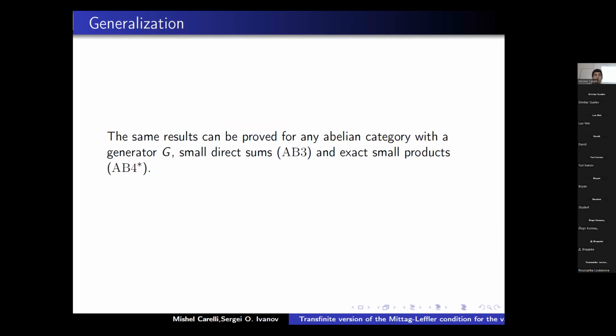Okay, first of all, a little disclaimer about generalization. The same results that I'm going to state right now can be proved for any abelian category with generators, small direct sums, and small products, so AB3 and AB4*. But we're going to talk only about the category of abelian groups, for the sake of convenience, and in that case I can present to you some explicit formulas that would be better for understanding.